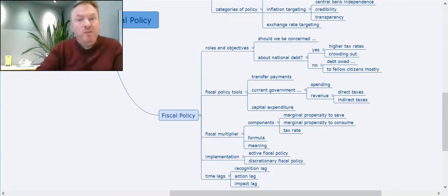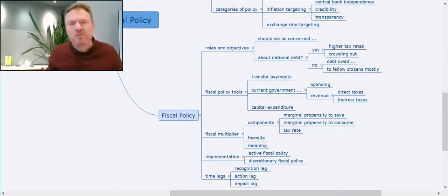We'll be talking about economics, dealing with monetary and fiscal policy, and especially fiscal policy. There are several things: roles and objectives, and the fiscal policy tools. But in this video we'll be reviewing only the fiscal multiplier. We'll be looking at the fiscal multiplier, its components, its formula, and of course its meaning. What does it mean? What does the fiscal multiplier stand for?